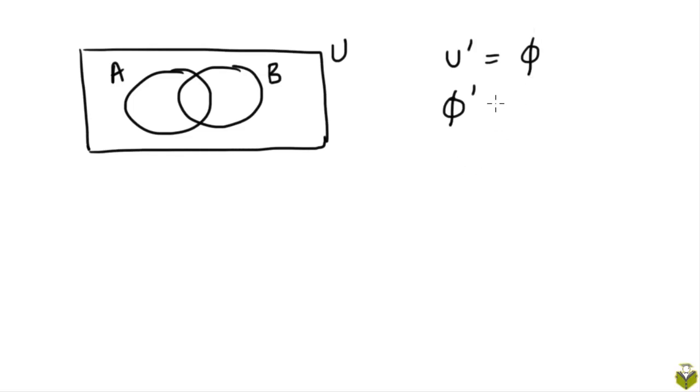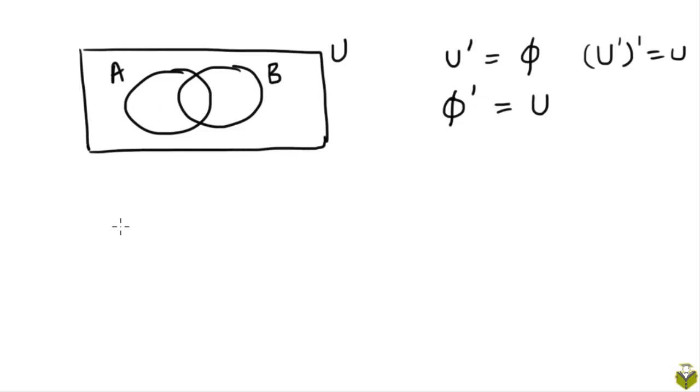Phi complement would be the set of elements that are not in the empty set, which would basically be all the elements that there are. So this would just be the set U. And of course we know that U complement should have been U. So if U complement is phi, phi complement must be U.